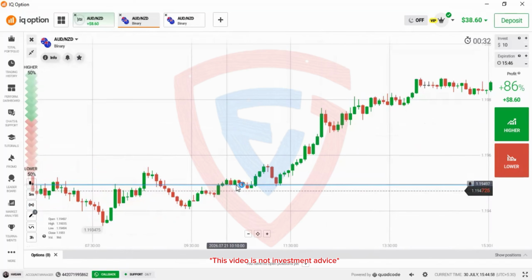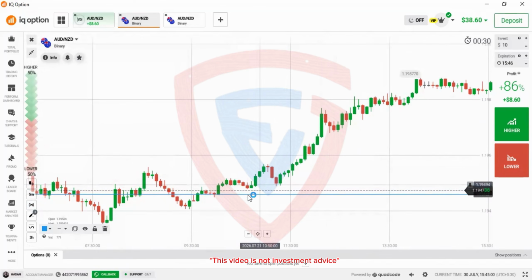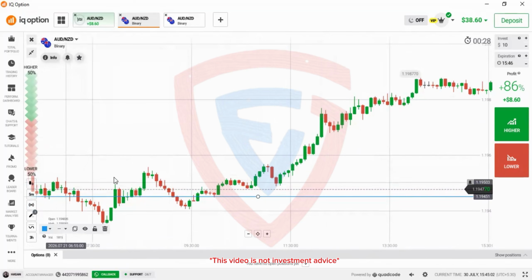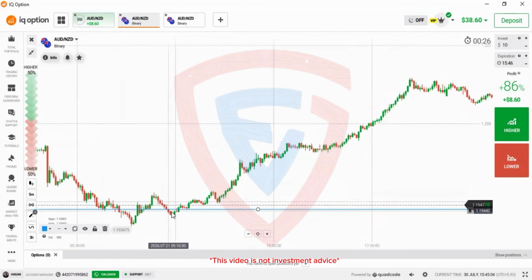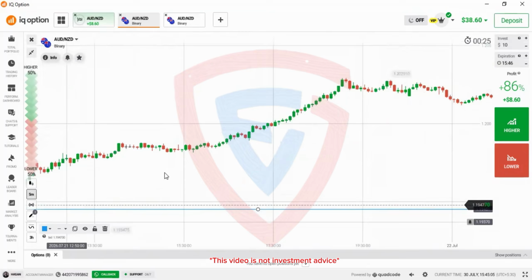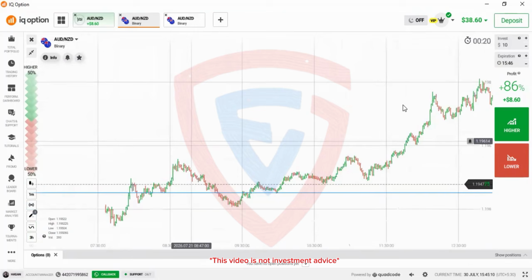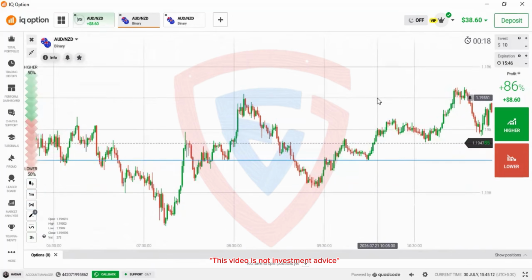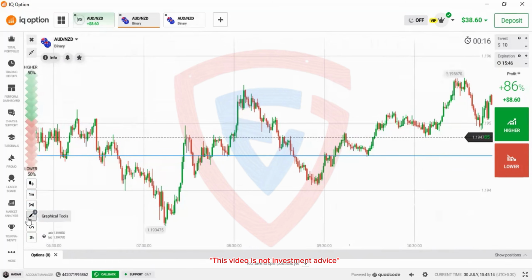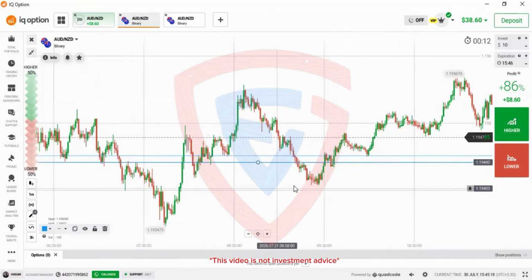So the next level is here. So here as well it is getting support continuously. So I will check it in 1-minute chart. So 1-minute chart it is a level. So it is a level.